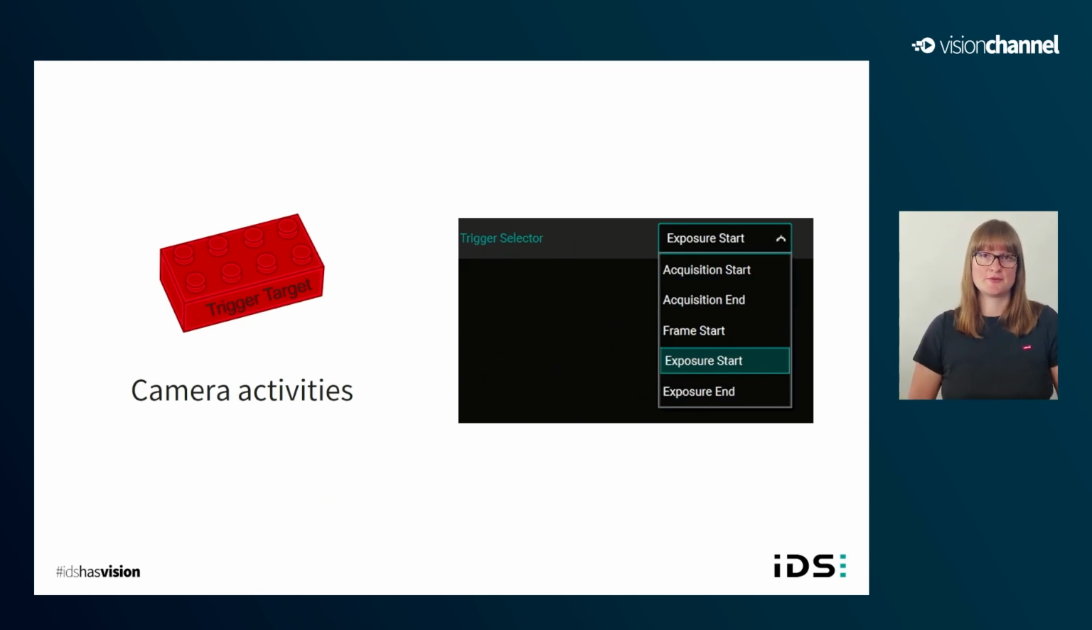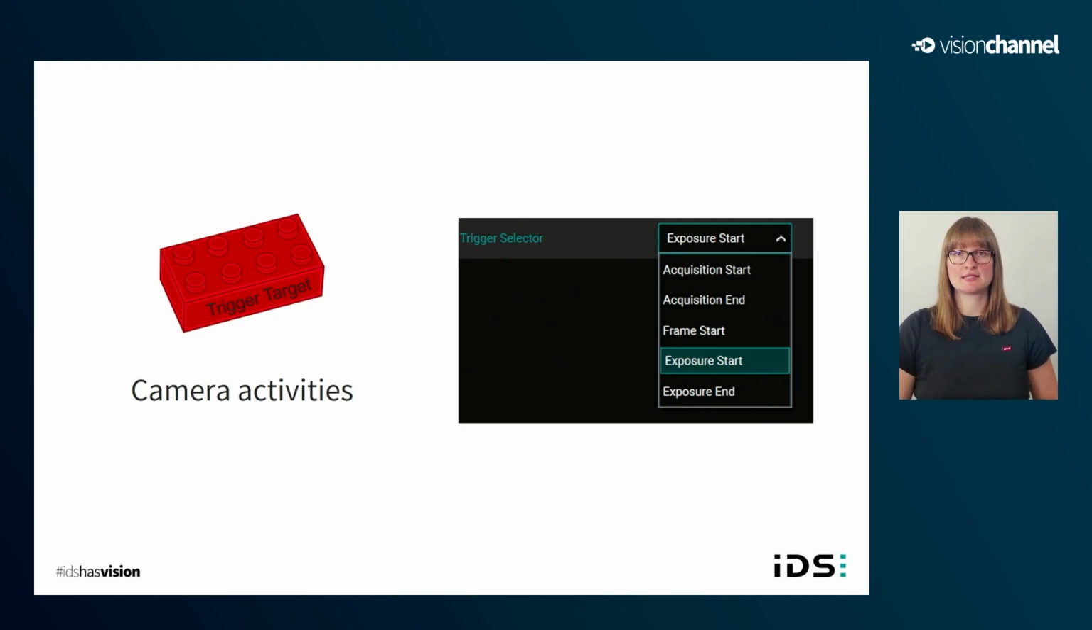This is a screenshot of the IDS peak cockpit where you can see how the parameters can be accessed. In the GenICam standard, the camera parameters are called nodes. There are so-called selector nodes that contain a list of available entries. In our case, there's a trigger selector from which we can select our desired trigger target, so the camera activity. It should be noted that not every camera has every target, depending on its feature scope. You can check this easily for your specific camera when reading out its trigger selector.